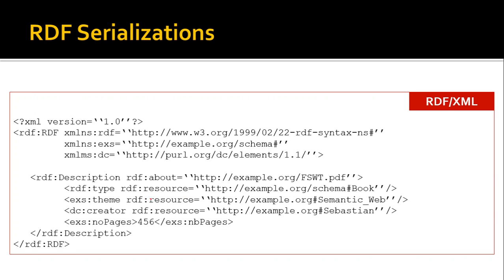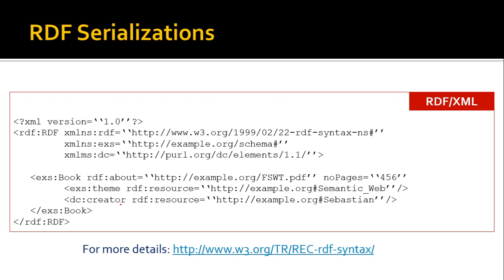We can also have RDF's XML serialization, which we have talked about earlier. So you have namespaces, and we are describing something called fswt.pdf, whose type is book, whose theme is semantic web, and the creator is Sebastian. So it's an XML document, a clean XML document.